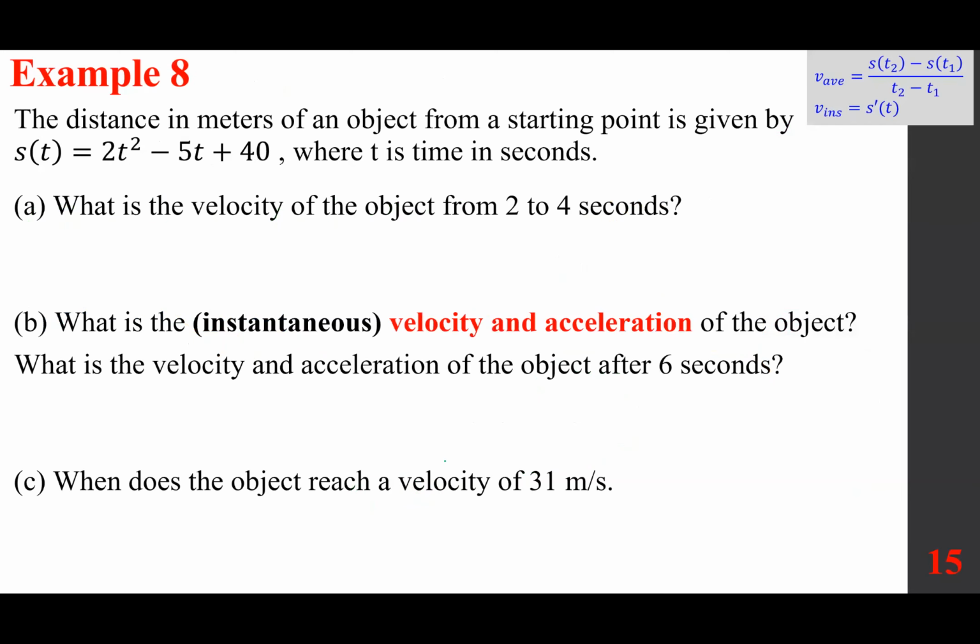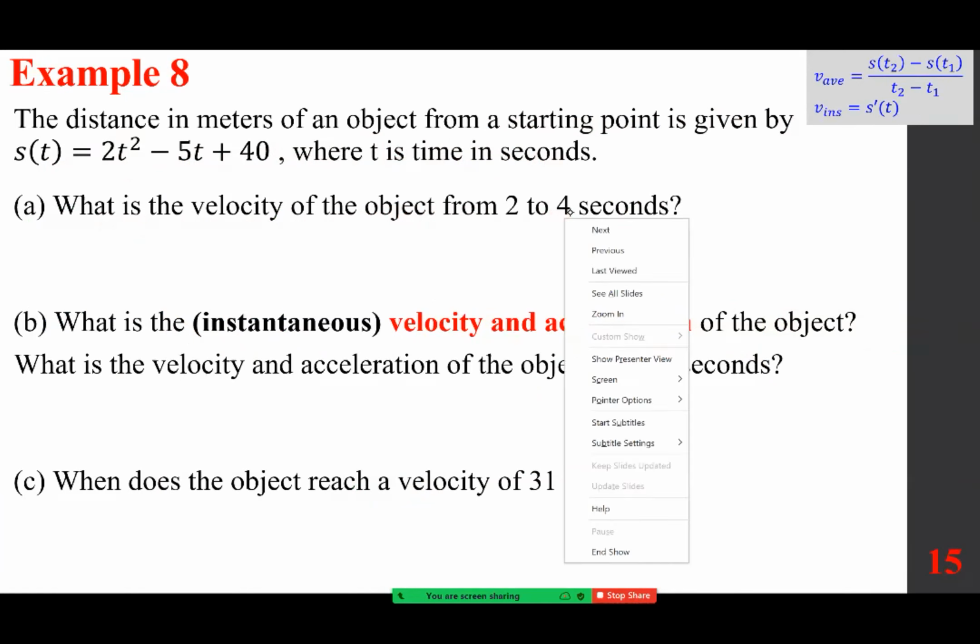We've seen this question before. I've made a slight change and you'll see in a moment why. The distance in meters of an object from a starting point is given by s of t equals 2t squared minus 5t plus 4, where t is time in seconds. What is the velocity of the object from 2 to 4 seconds? This is elementary algebra. This is the average rate of change. That means total distance over total time.